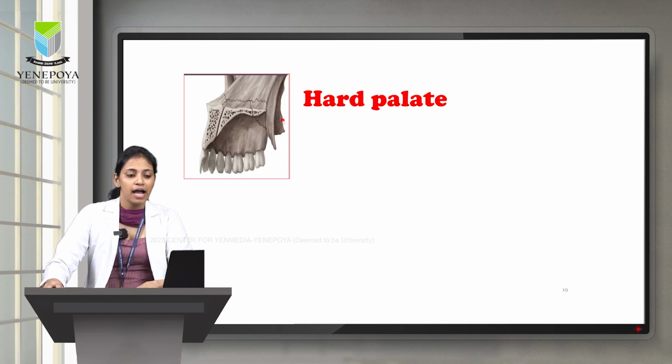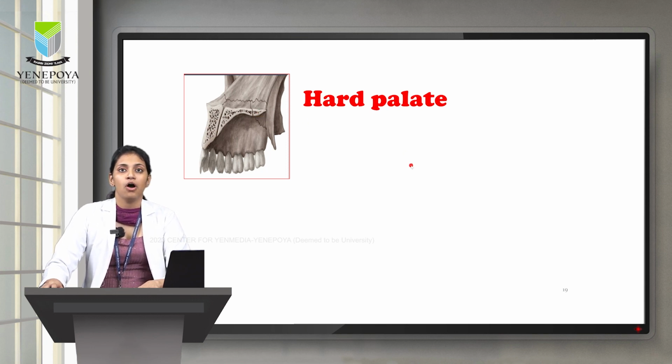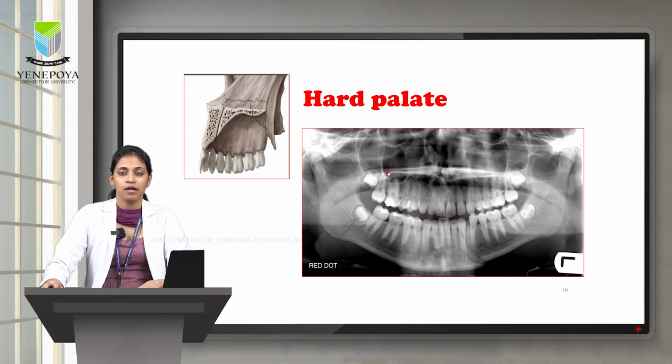Hard palate. The hard palate is a bony partition between the nasal cavity and the oral cavity. It is formed by two bones. The anterior two-thirds are formed by the palatine process of the maxilla, and the posterior one-third is formed by the horizontal plates of the palatine bone. On a panoramic radiograph, the hard palate appears as a horizontal radio-opaque band which extends from the third molar region to the third molar on the other side, above the roots of all the maxillary teeth.